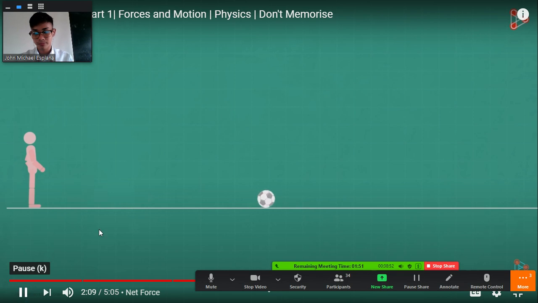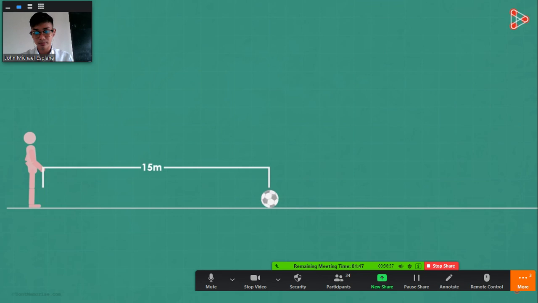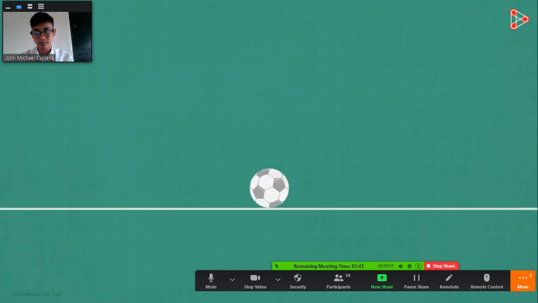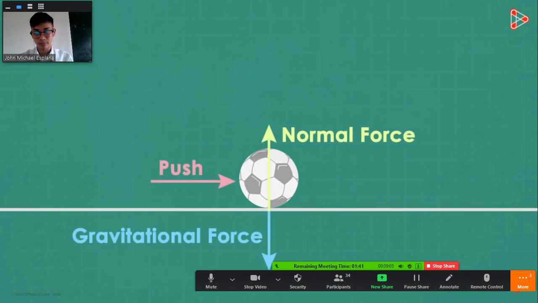But hold on. Why did the ball stop moving after covering 15 meters? The ball started moving at a pace and then slowly came to a halt. If there's no force from the other side to stop it, how did it stop? Was there a force which stopped it? Yes, it was friction that stopped the ball.